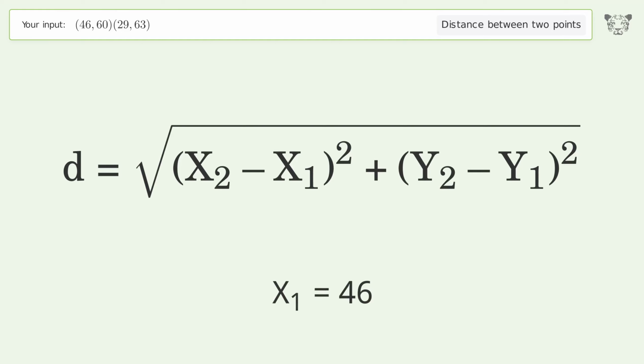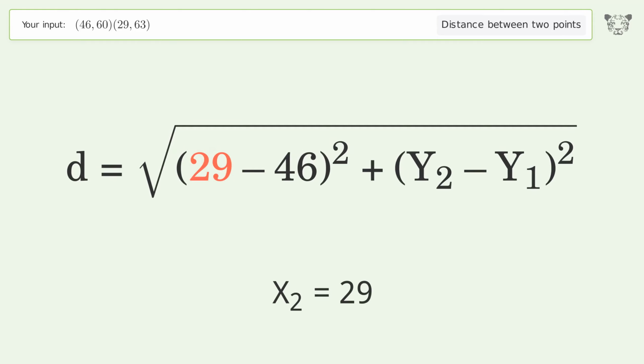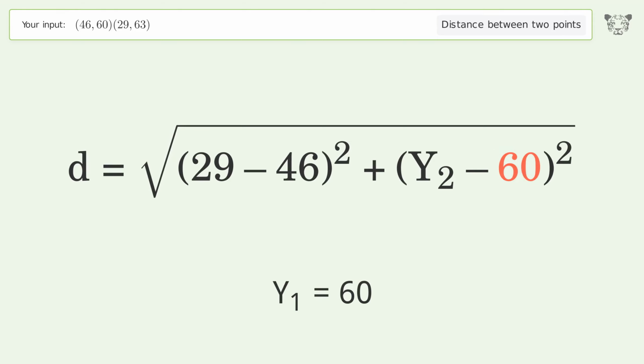x1 equals 46. x2 equals 29. y1 equals 60. y2 equals 63.